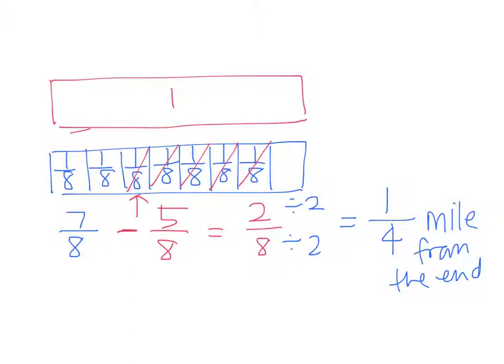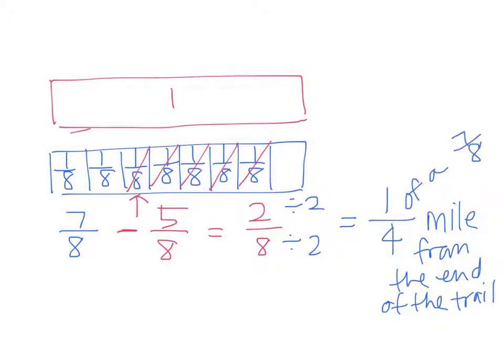minus 5/8 equals 2/8. We knew that it was minus because we're seeing how far from the end of the trail that she's already traveled, so we're taking that away. We got 2/8, and then we knew that it wasn't in simplest form, so we divided each side by 2, okay, because it's the greatest common factor, and we got 1/4 mile from the end of the trail.